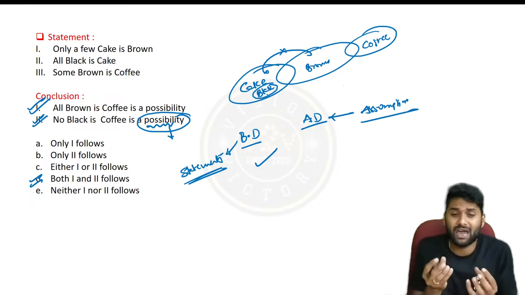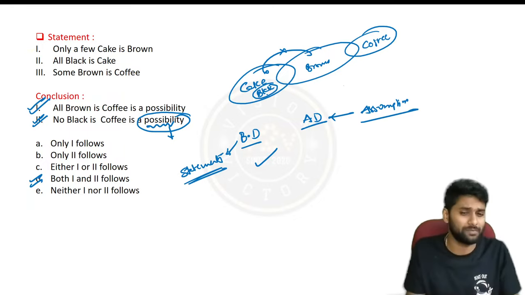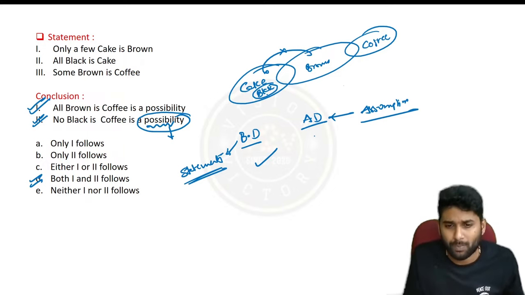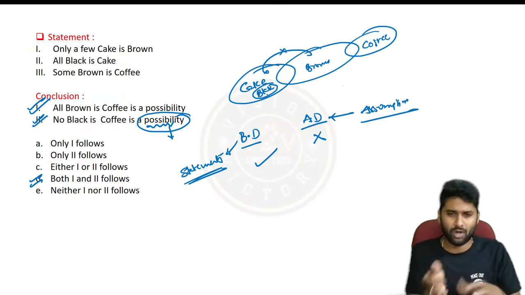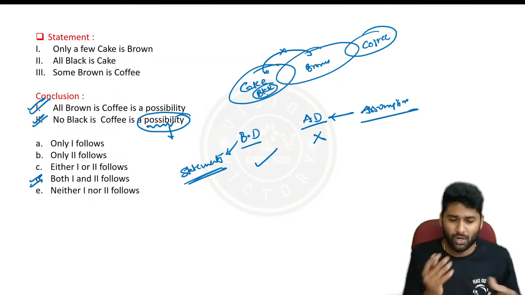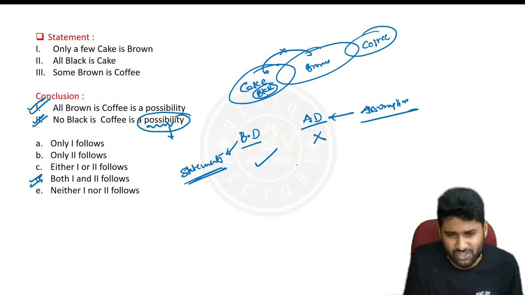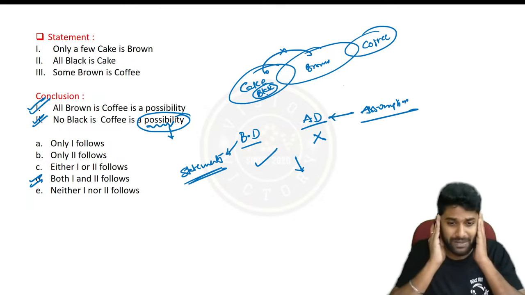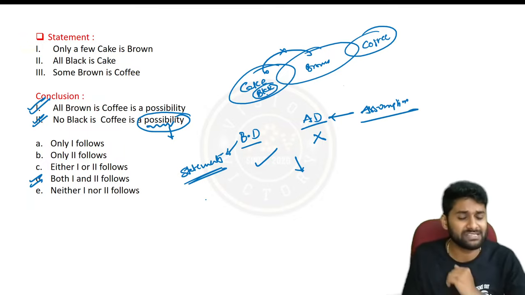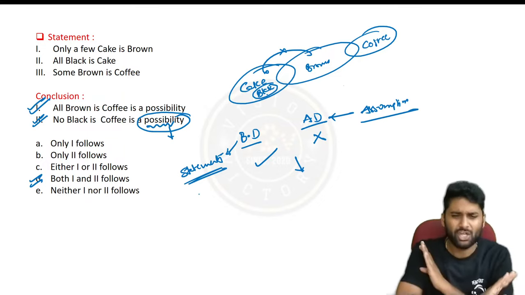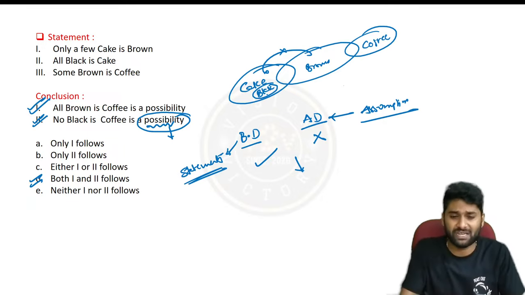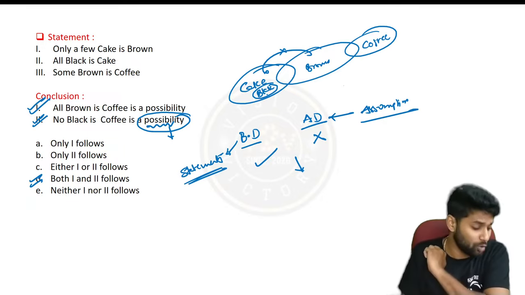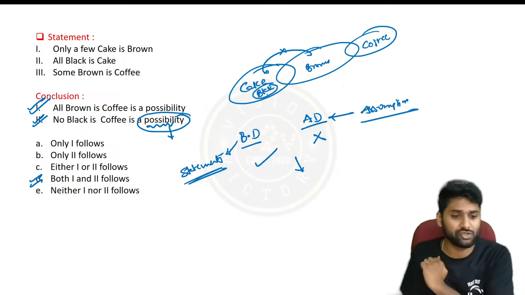Guys, we are creating too many relations between the objects. In that case, "no black is coffee" is invalid. Why? Because we'll get the relations: all black can be a coffee, all coffee can be a black, some black can be a coffee, some coffee can be a black. Now, if you verify these two pictures together, you will get the contradiction. It's a completely doubtful section. So, doubtful is always part of possibility. That's why, don't verify in this way. Simply, if you assume any relation between the objects, possibility is always a valid one. Remember that possibility is always valid.